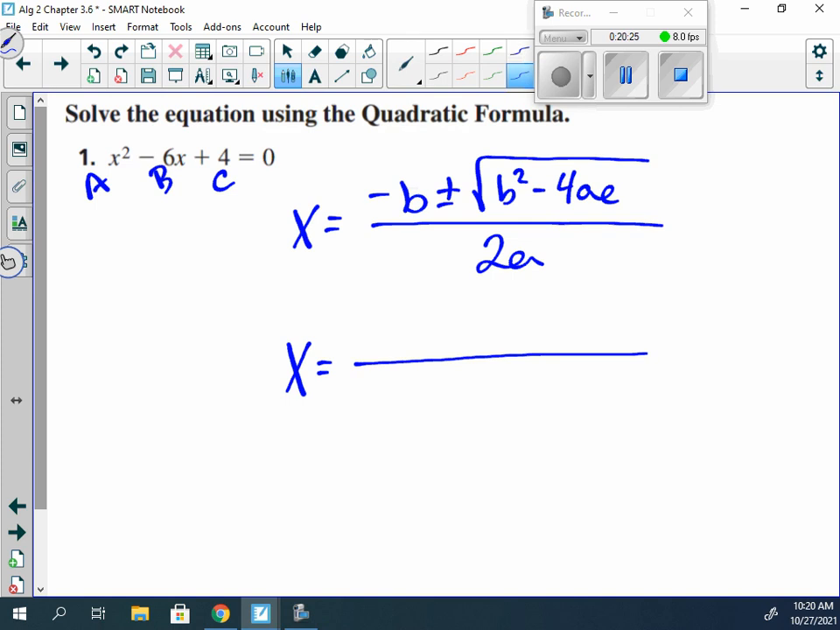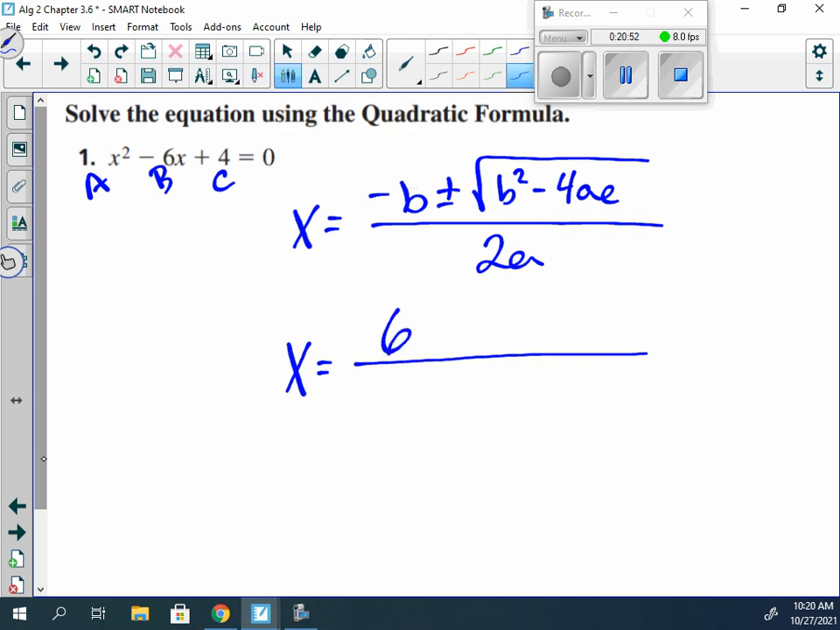Now, when I plug these in, there are a few things I will do automatically. One of them is negative b. That's our first one, is plugging in negative b, yes? So what are we going to have? Negative b is negative negative 6, which would just be what?